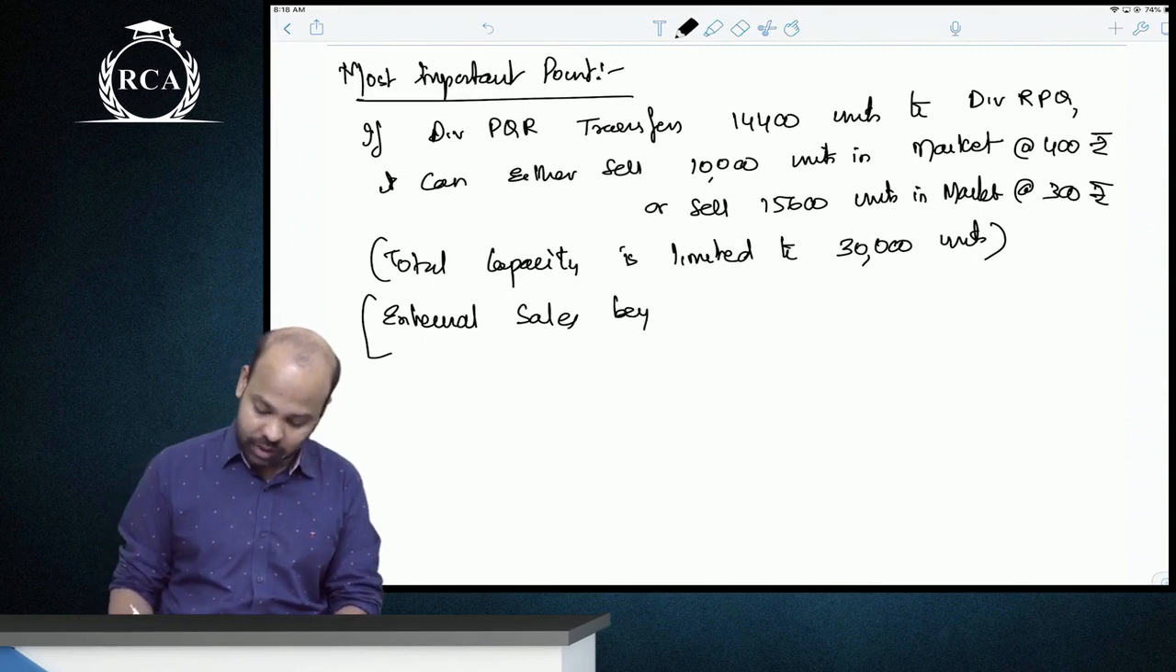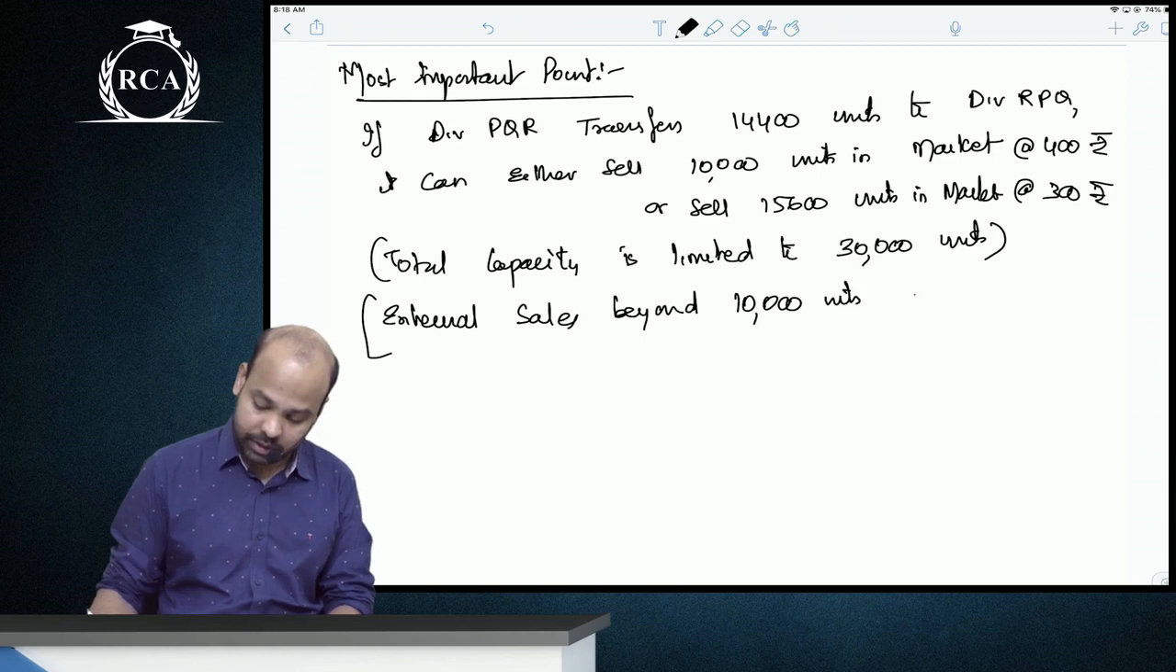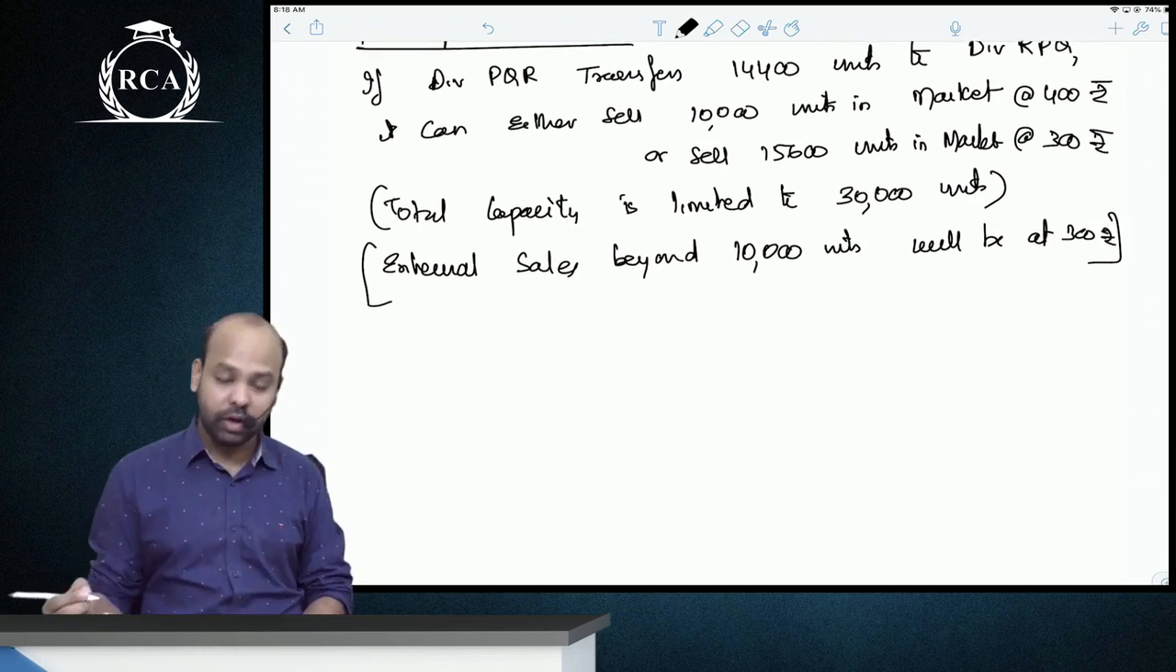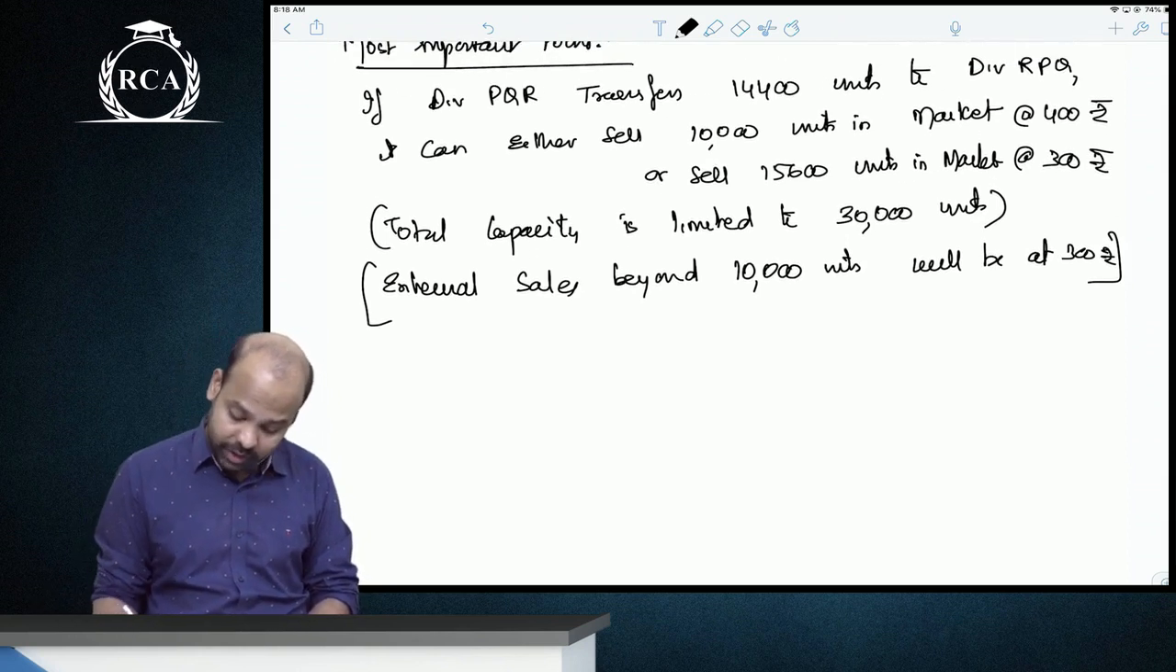External sales beyond 10,000 units will be at a price of 300 rupees only. So we will have to decide what is better.